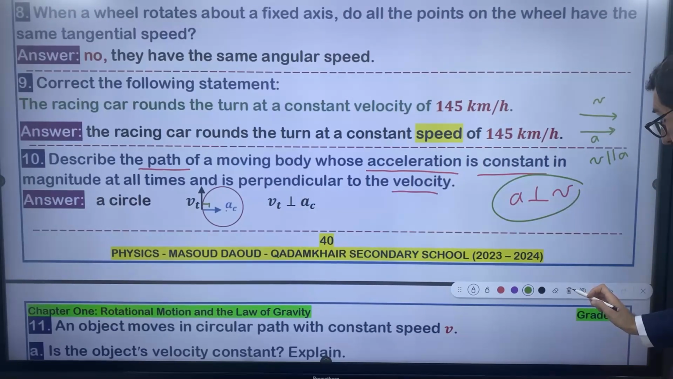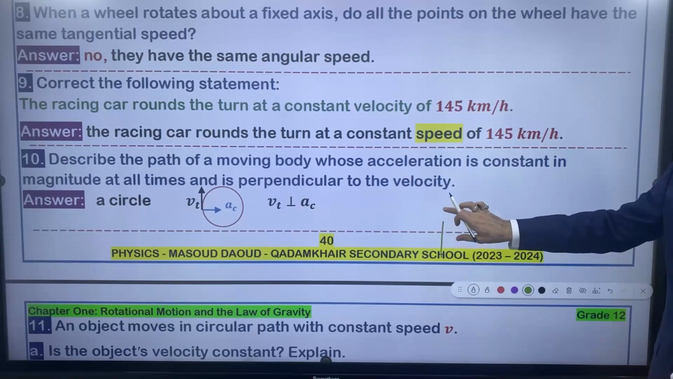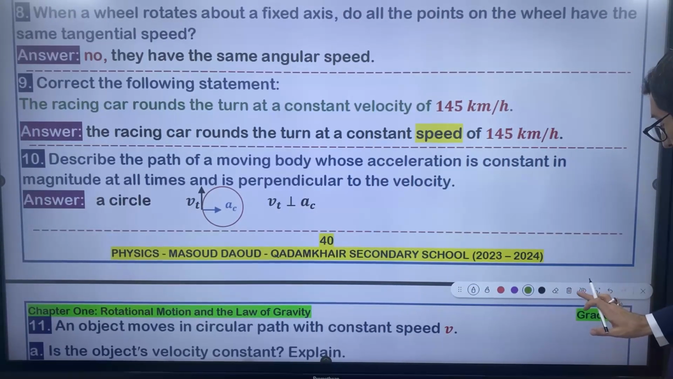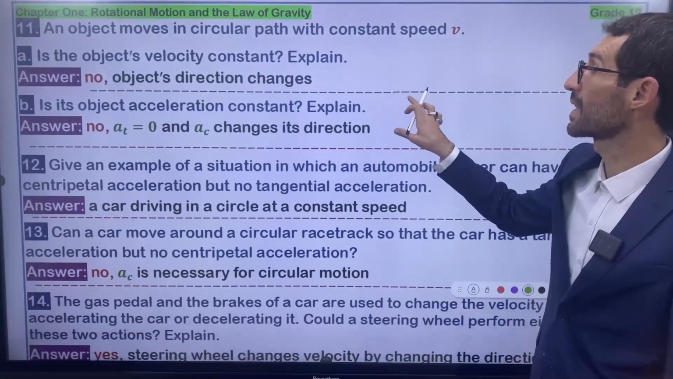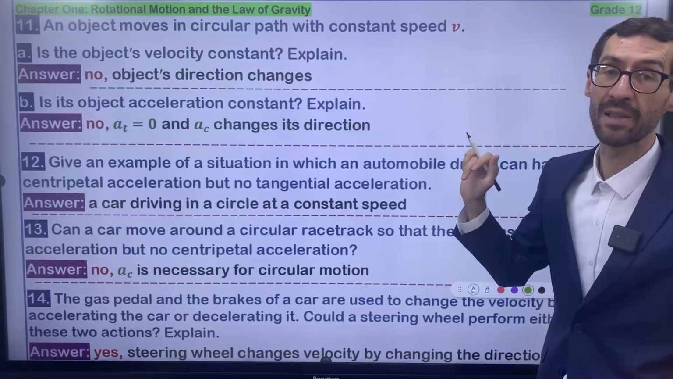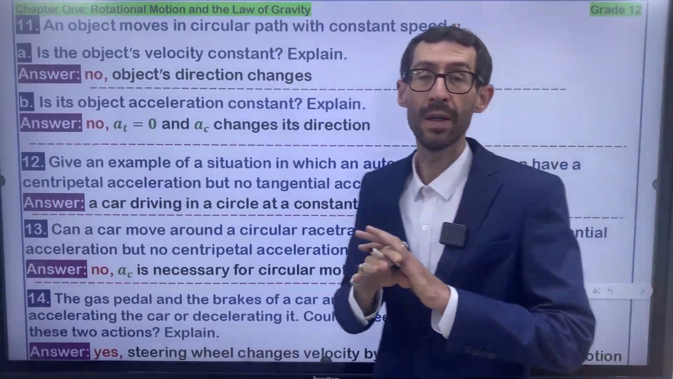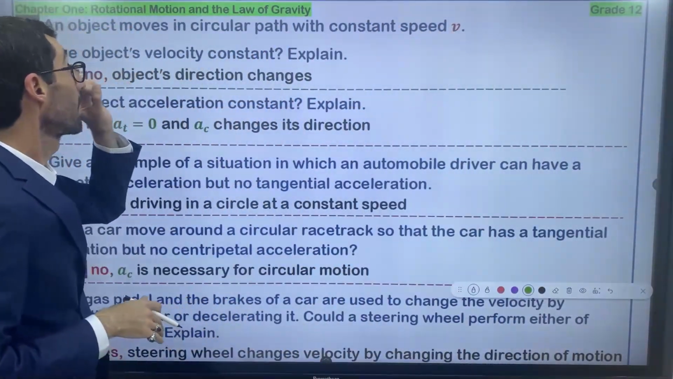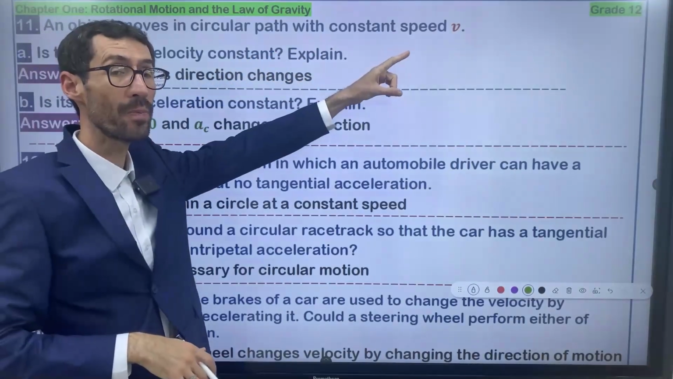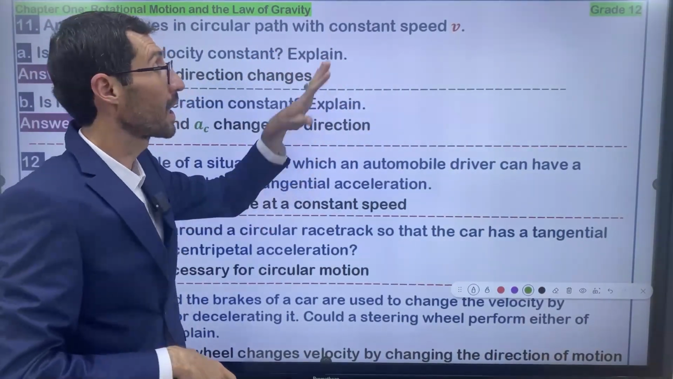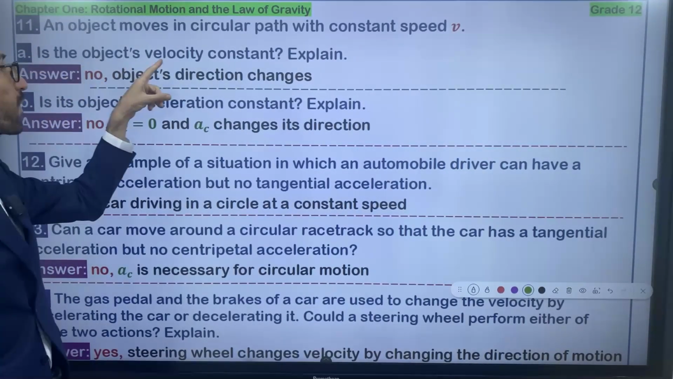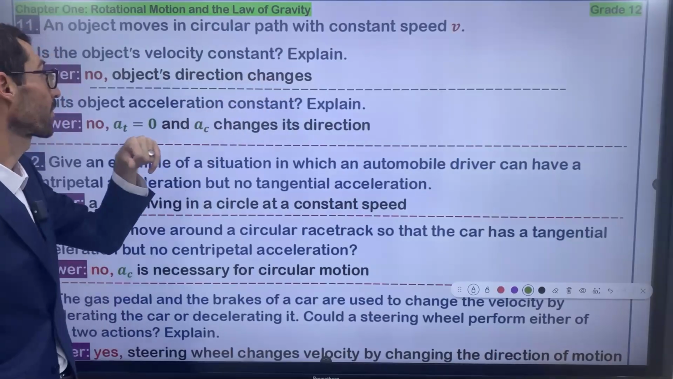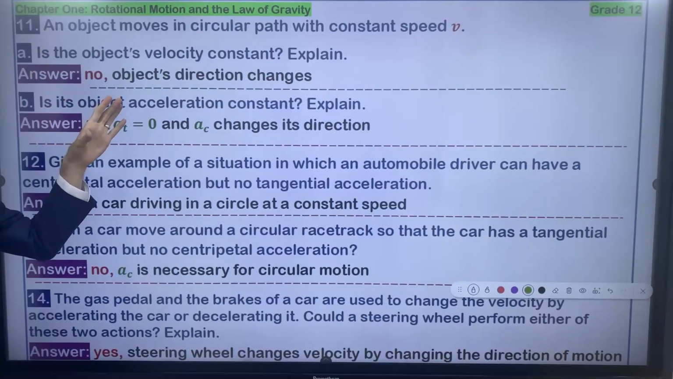Let's move on to another question, question number 11. It says an object moves in a circular path with constant speed. Constant speed means there's no change in tangential speed. Part A: is the object's velocity constant? Explain. No, velocity is not constant.